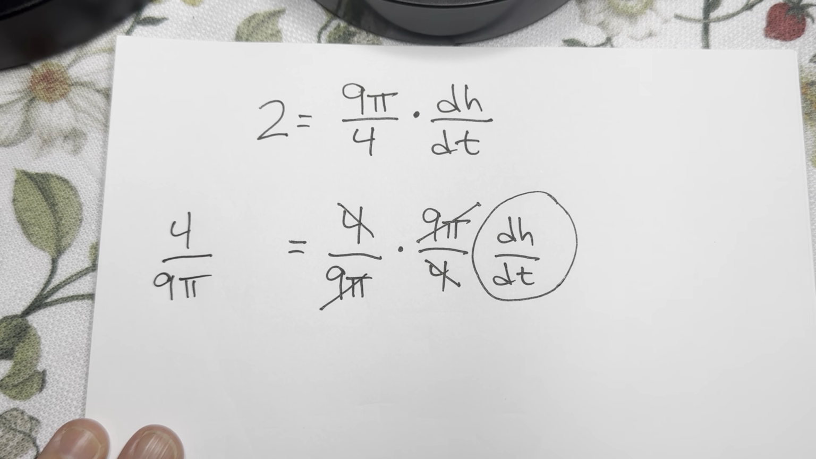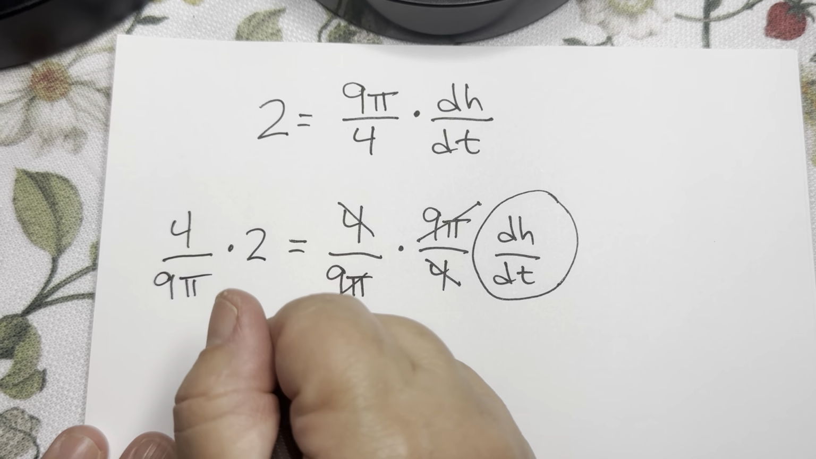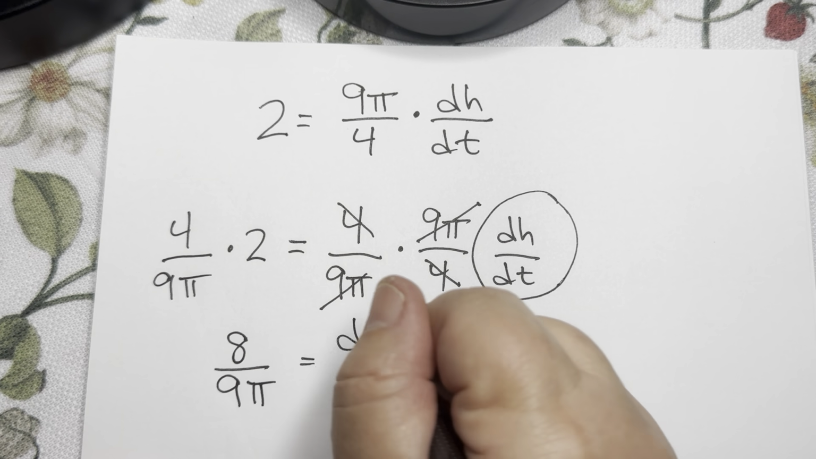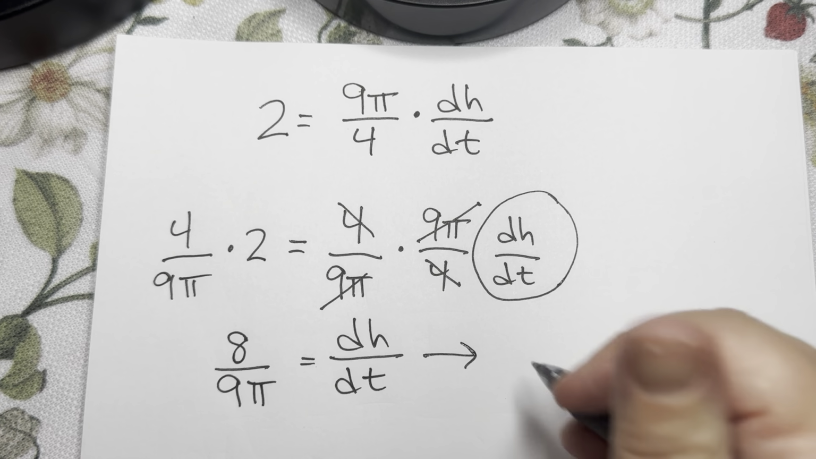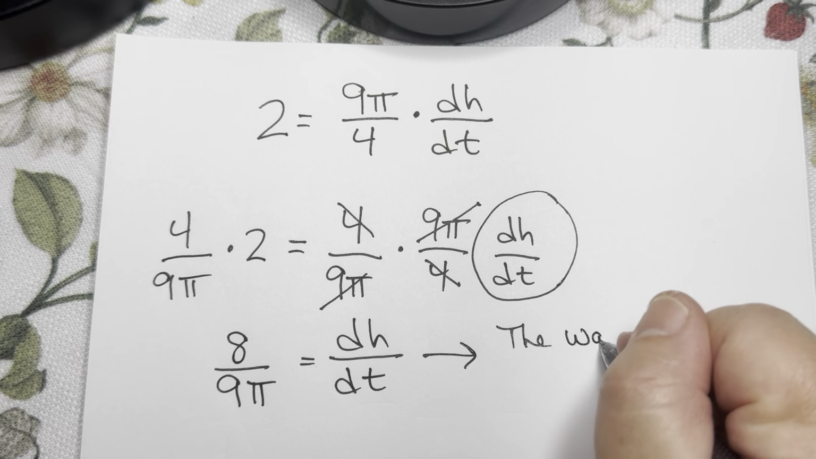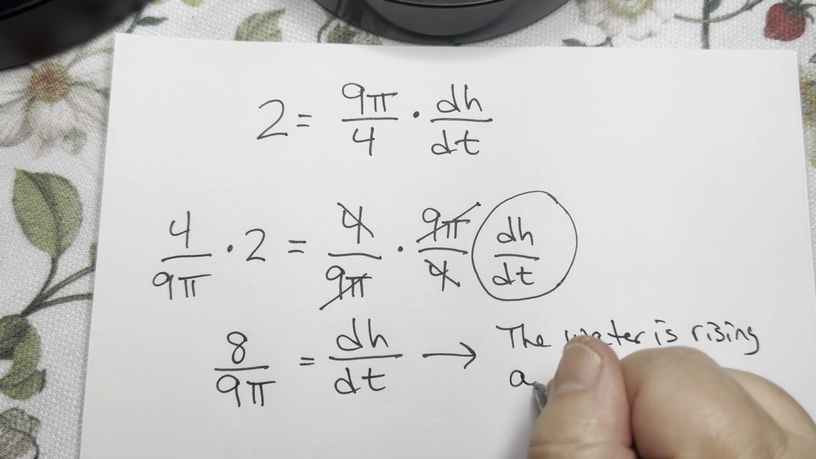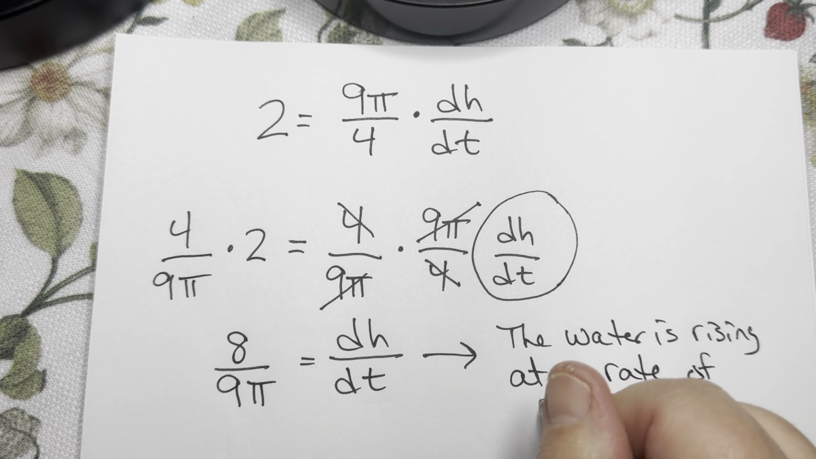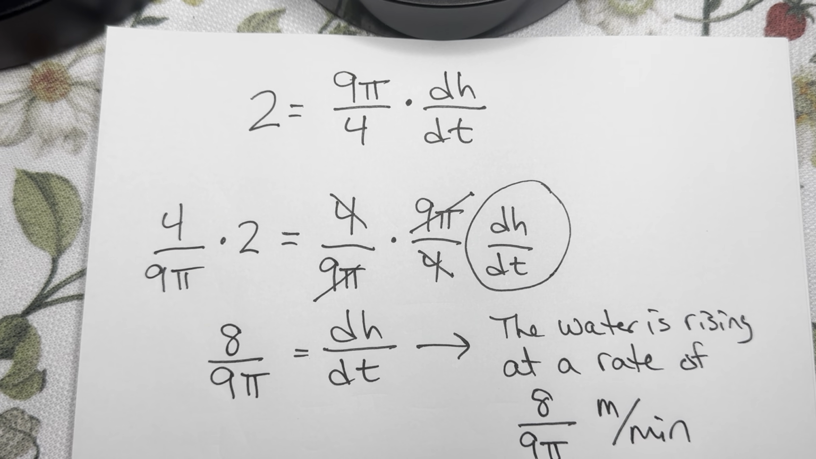I end up with just the dh over dt. And over here, I have 8 over 9 pi is dh dt. Or the water is rising at a rate of 8 over 9 pi meters per minute. Why do I know it's meters per minute?